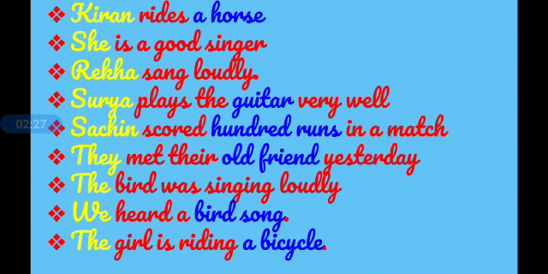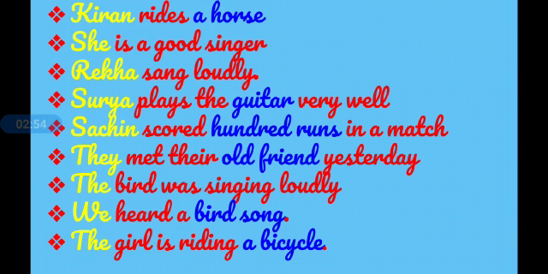Surya plays the guitar very well. What is the verb in this sentence? Plays. Who is playing? Surya is playing. What does he play? The guitar. So we are getting the answer for what he plays. That will be the object, the guitar. The guitar is the object in this sentence.